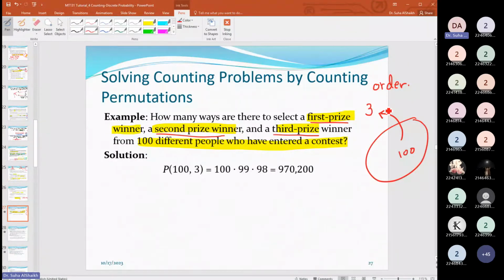Since the order is important and I'm choosing، عندي 100 وبختار منهم 3، I'm talking about 100 permutation 3. 100 permutation 3, you can use the calculator directly to find the answer or you can say this is 100 في 99 في 98 and this equals this number that you can see. Got it? So this is the permutation.